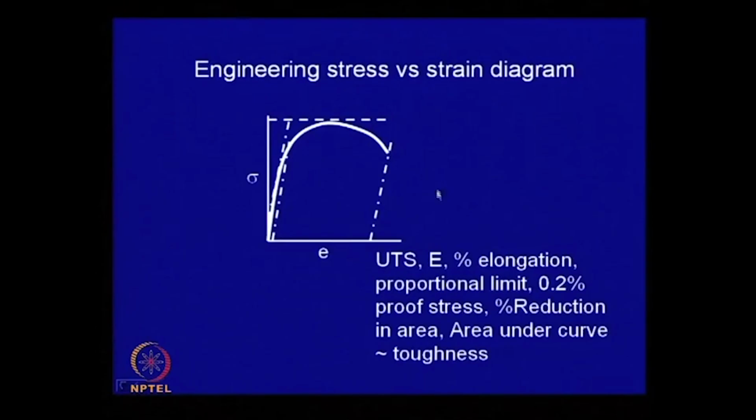Therefore, the tensile test is a versatile test, and you get a large number of properties from the tensile plot. You get ultimate tensile strength, yield strength, Young's modulus, percentage elongation, proportional limit, reduction in area. You can also calculate the area under the entire curve. This is the energy absorbed by the material in causing fracture, so this is a measure of toughness.